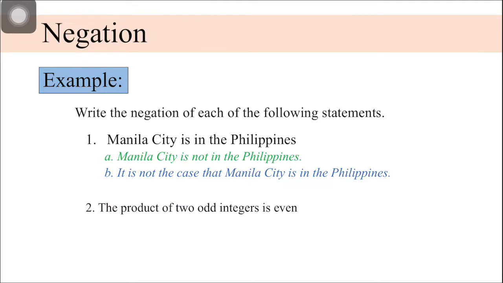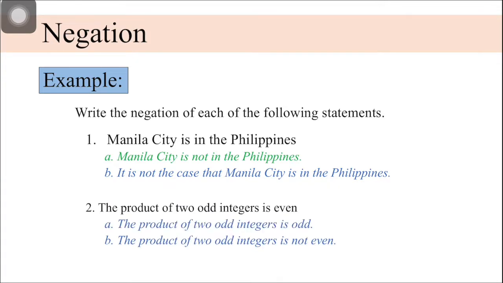Okay, another example. The product of two odd integers is even. So what are these odd integers? For example 1, 3, 5, 7, 9, 11, 13, and so forth. So the product of two odd integers is even. Let's say 1 times 3 is 3. Is it even? So 5 times 7, so 5 and 7 are odd integers. 5 times 7 is 35. Is it even? It's odd. 35 is an odd integer.